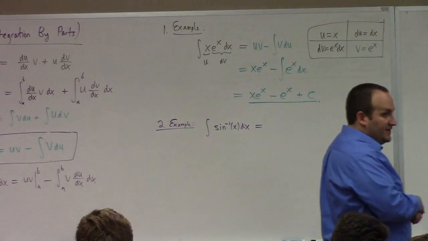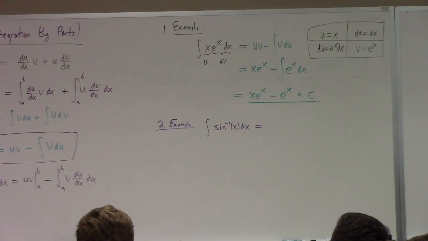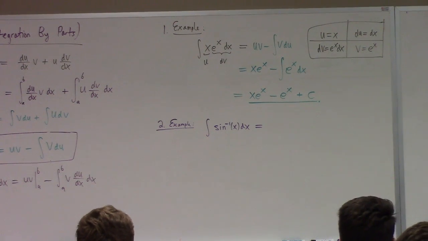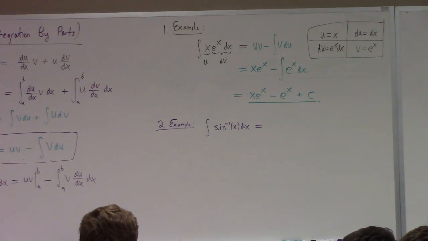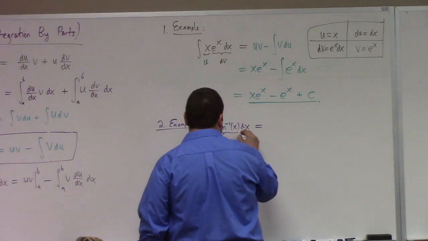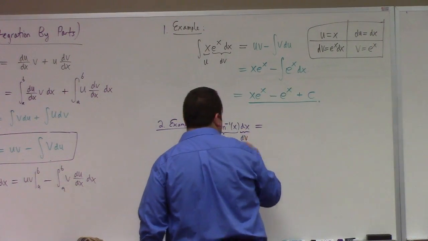I definitely can't make v equal inverse sine. I can't put the inverse sine in the dv, right? Because I don't know how to integrate inverse sine yet. So it pretty much forces me to make u equal to inverse sine if this is going to work. So I'll make this be my u, and I'll make dx be dv.